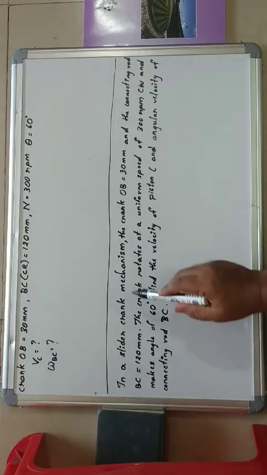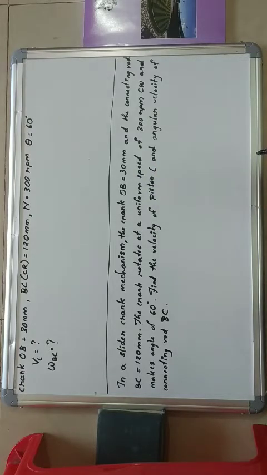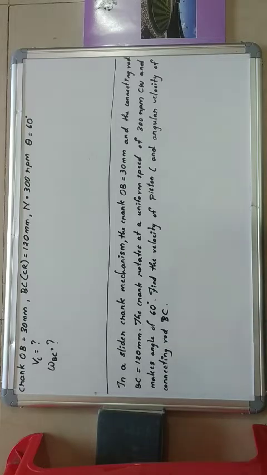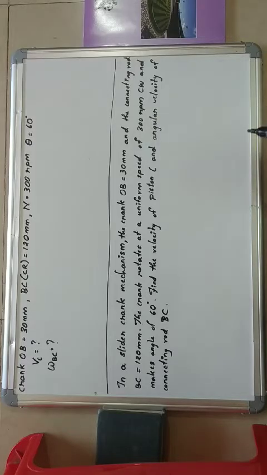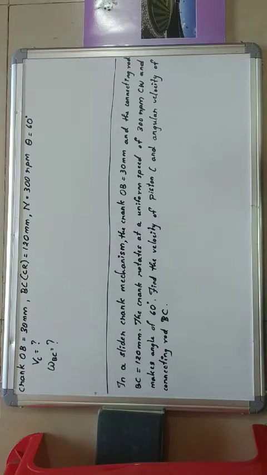In a slider crank mechanism, the crank OB is equal to 30 millimeters and the connecting rod PC is 120 millimeters. The crank rotates with a uniform speed of 300 rpm in the clockwise direction and makes an angle of 60 degrees. Find the velocity of the piston, that is C, and the angular velocity of the connecting rod BC. This is the case of a slider crank mechanism.